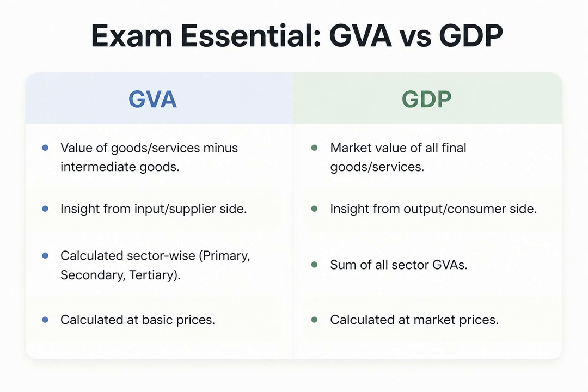Let's summarize the distinction between GVA and GDP, as this is a common point of confusion. GVA looks at the economy from the supplier or input side, measuring the value added by deducting intermediate goods. It is calculated sector by sector, agriculture, manufacturing, services, and is usually expressed at basic prices. GDP, however, looks at the economy from the consumer or output side. It represents the final market value of all goods and services, calculated at market prices, and is essentially the sum of all the different sector GVAs combined.